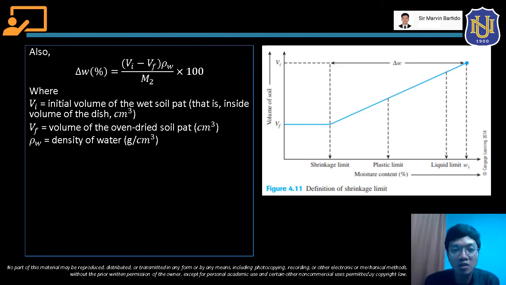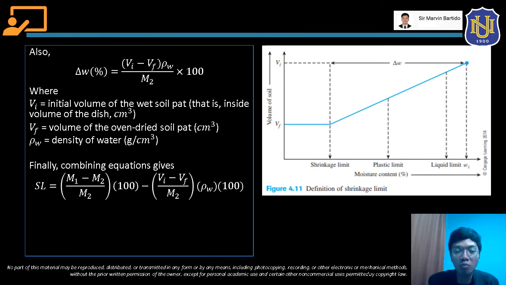Okay. So when we combine our equation for W sub I and this delta W, we can rewrite our computation of the shrinkage limit this way. The shrinkage limit is SL, which is equal to m sub 1 minus m sub 2 over m sub 2 times 100, minus V sub I minus V sub F over m sub 2 times rho sub W times 100. Okay. So this is the formula for shrinkage limit.